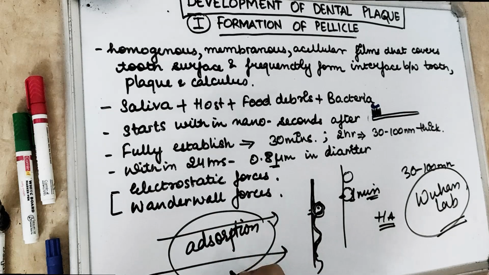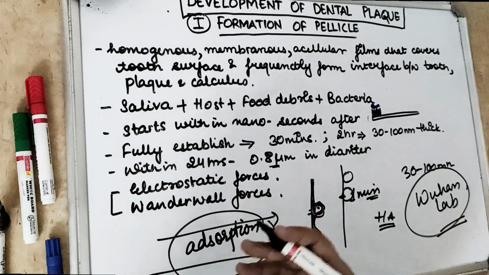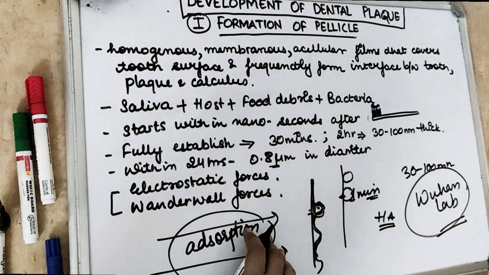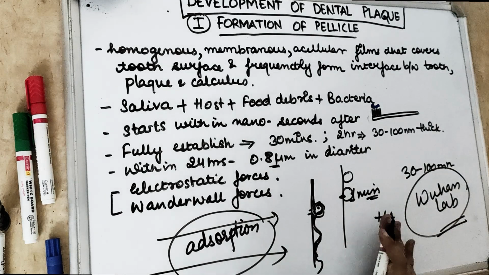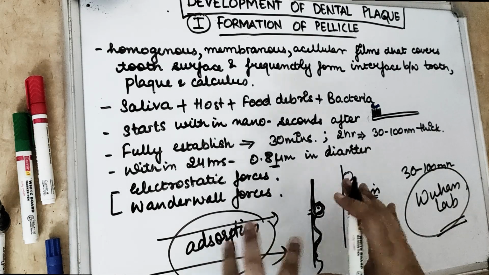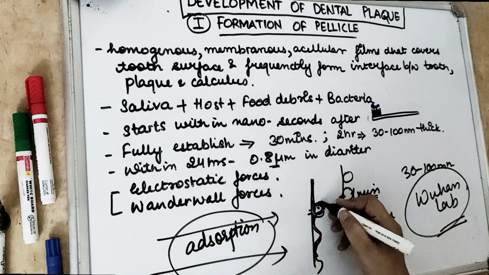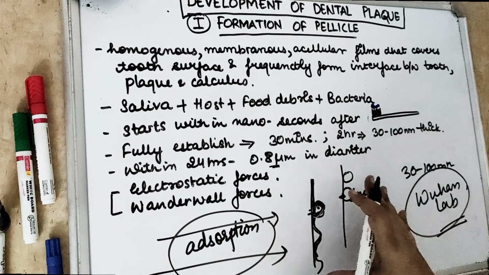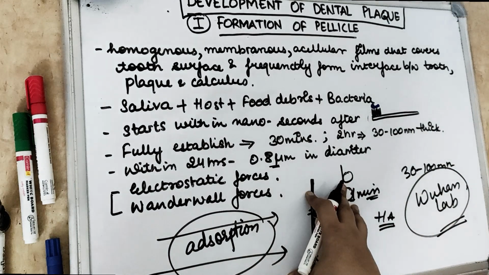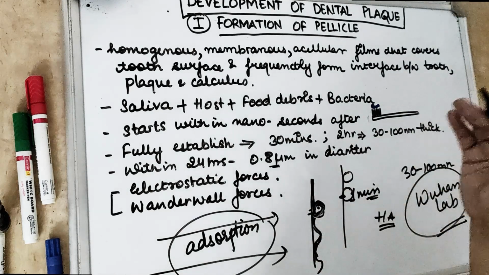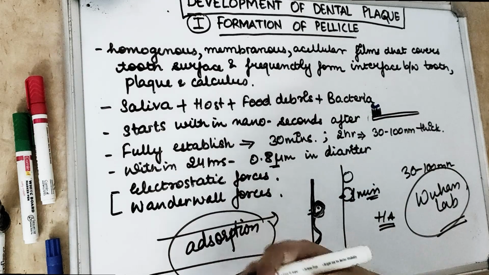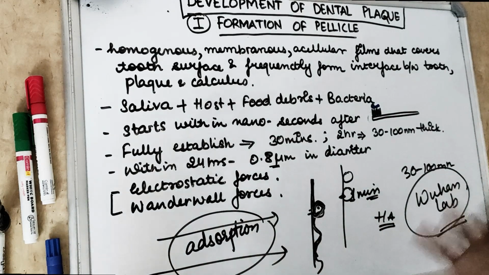There is a selective adsorption. So only selective proteins and selective carbohydrates are coming, and they are binding to the surface with the help of electrostatic or van der Waals forces, or the hydrophobic forces are also present, because this pellicle doesn't want to be washed out with the saliva. It wants to stay on the surface of the tooth. So there are also hydrophobic forces, because they are water repelling forces. They are not letting saliva come and wash them out.